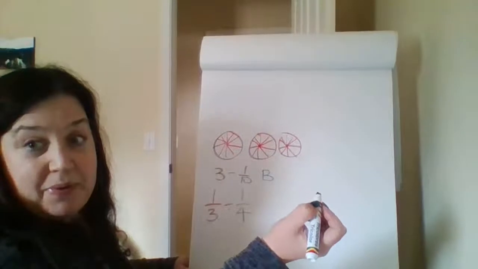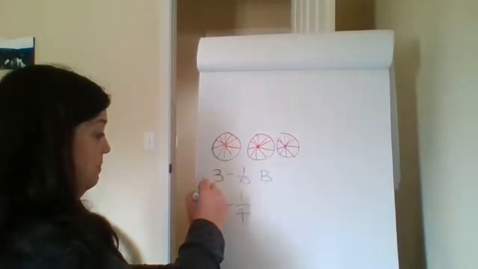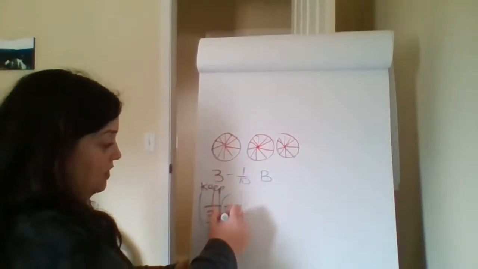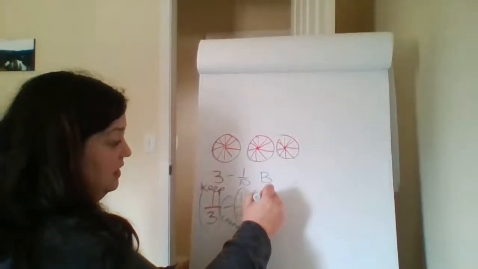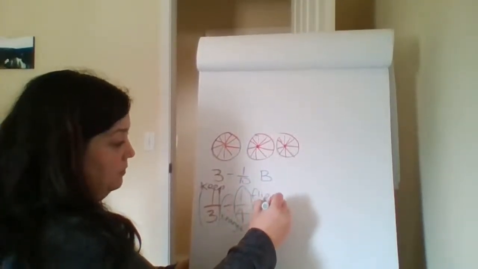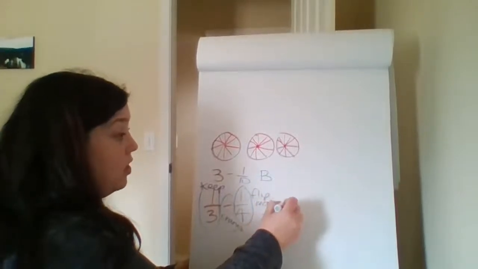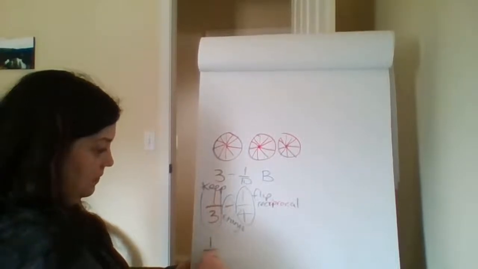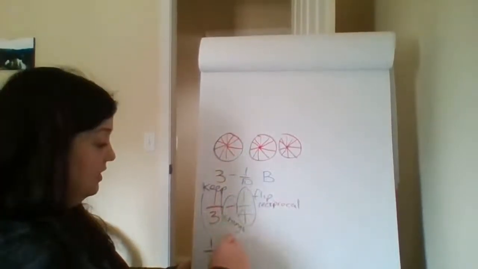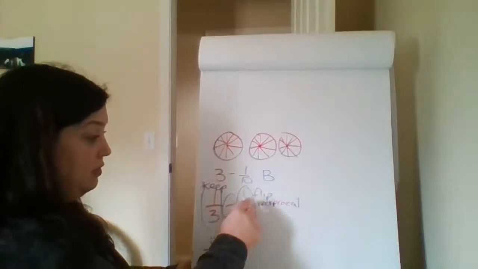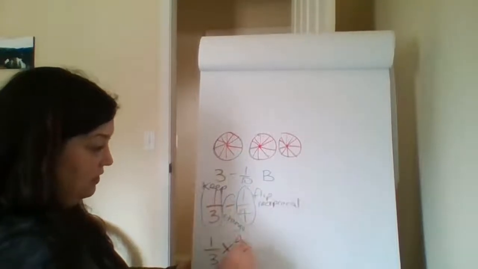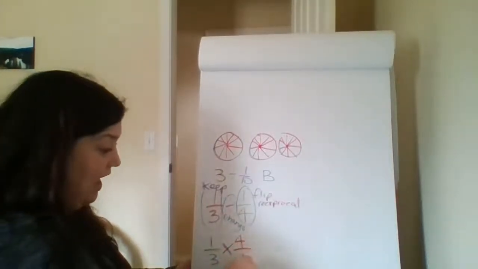Okay, so do you guys remember how to keep it? So we're going to keep this number, we're going to change this, and then we flip this to its reciprocal. So we keep 1/3. We're going to change our division to multiplication, and then the reciprocal of 1/4 is 4/1 because we changed numerator and denominator. So now we have 4 up in our numerator and 1 down our denominator.